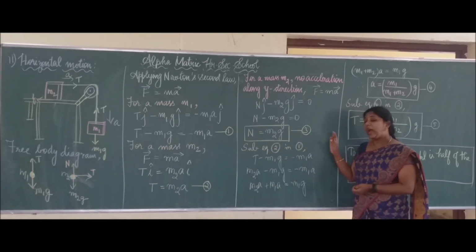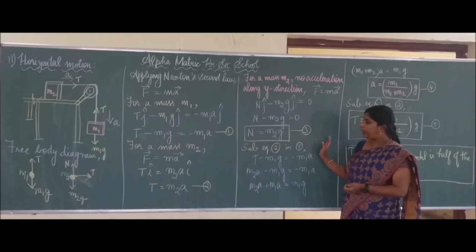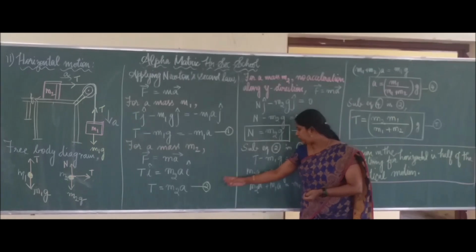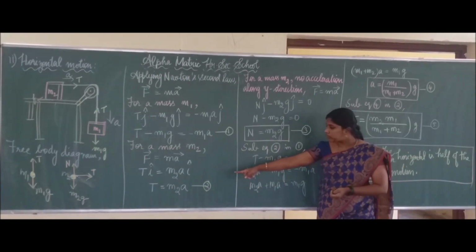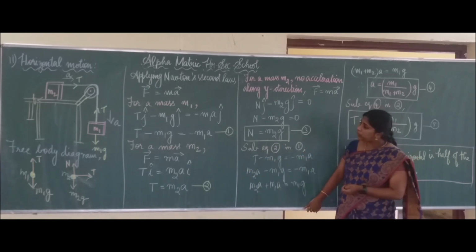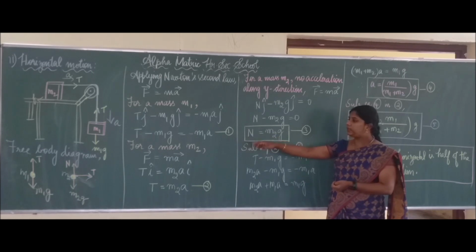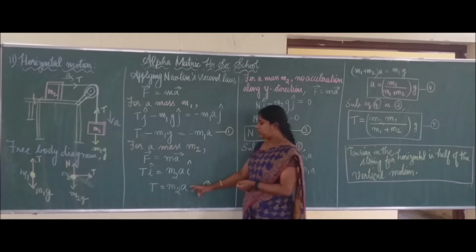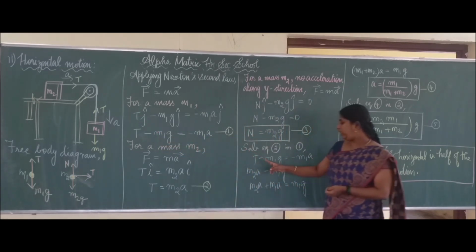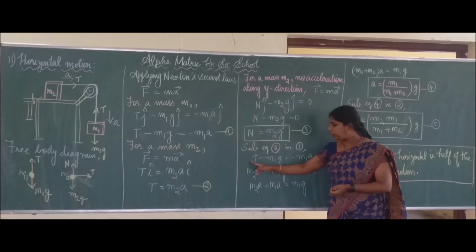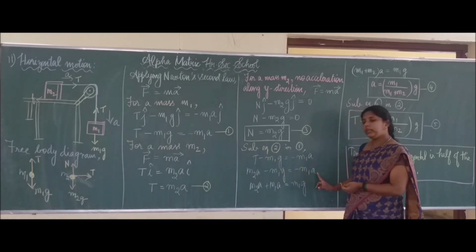Next we have to calculate the tension and acceleration also. What I am doing is substituting equation 2 in equation 1 here. What is equation 2? T equals m2a. And what is equation 1 we got there? T minus m1g equals minus m1a. I have to substitute this T equation in equation number 1. So what will you get here? T is nothing but m2a, minus m1g equals minus m1a.